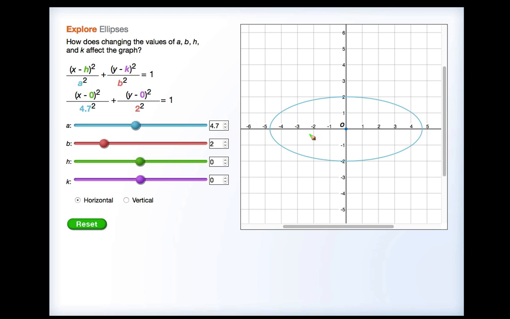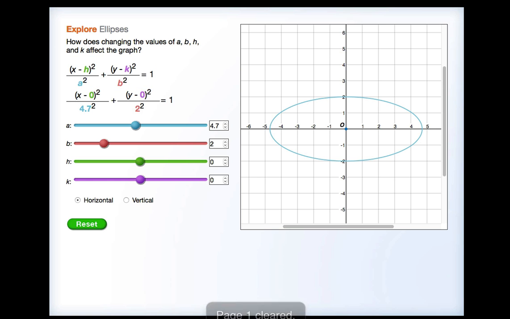Now that you see I've cleaned up the board here, I've got nothing going on. Now I want you to take a look at how manipulating the different variables affects your ellipse. So again, let me highlight this real quick. This is your basic formula for your ellipse right here.